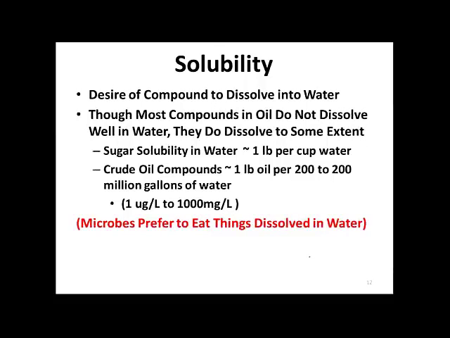If you look at crude oil, 1 pound of oil would need 200 to 300 million gallons of water to dissolve into. It's really not very soluble, okay? And the key thing to remember about this is that microbes prefer to eat things that are dissolved in water. That's what they like to do. They can eat things that are on a surface or in a slick, but they don't do that as well as they do when something's dissolved in water, okay? And these oil compounds do dissolve, but only to a limited extent.